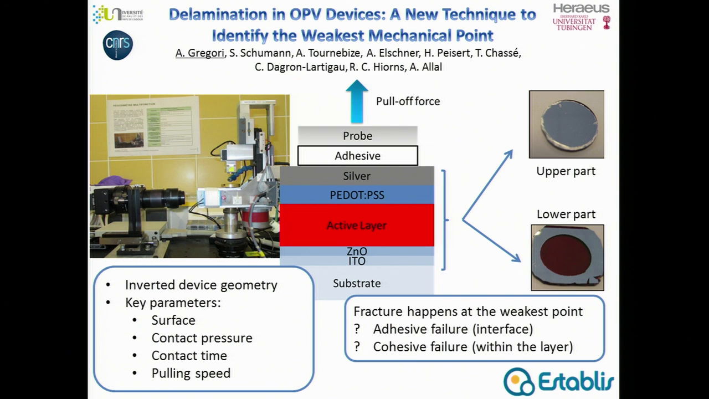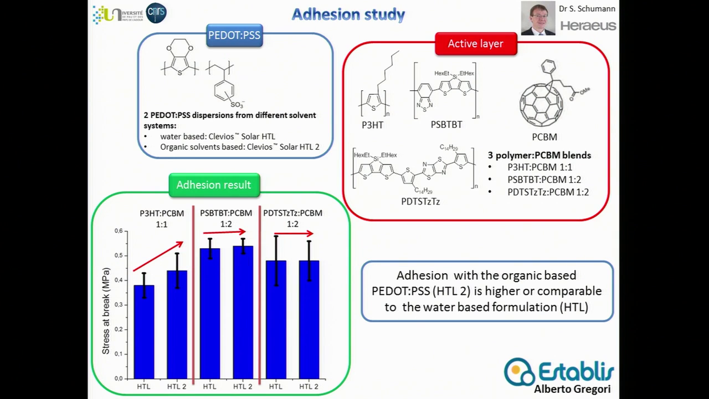I started from a tack test that is meant for soft pressure sensitive adhesives, that allows me to have good control on many parameters like the surface which I test, the contact pressure, the contact time, and the pulling speed. I started developing the test using standard P3HT:PCBM cells with traditional, classical water-based PEDOT:PSS, and then I moved to other active layers and to another PEDOT:PSS dispersion in organic solvent developed by one of the partners of my project at Heraeus, Dr. Stefan Schumann.